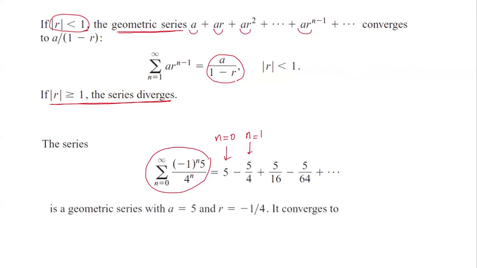So if you add these together, since it is an example of a geometric series, and the very first term is 5, and r is equal to negative 1 over 4, it's going to converge to a divided by 1 minus r, or 5 over 1 plus 1/4. Remember that here you have a negative sign, and negative times negative becomes positive, and it becomes 4. So you have a convergent series.